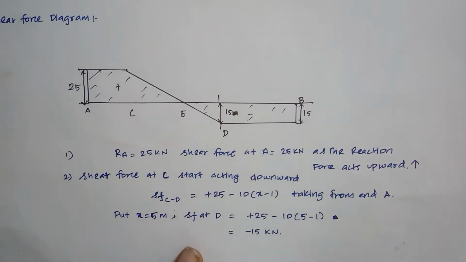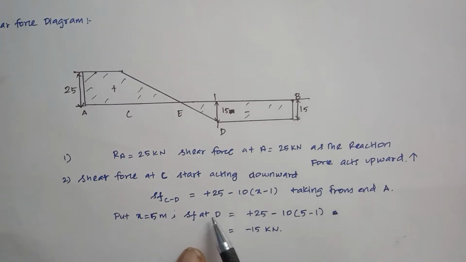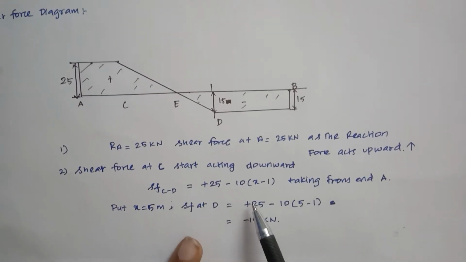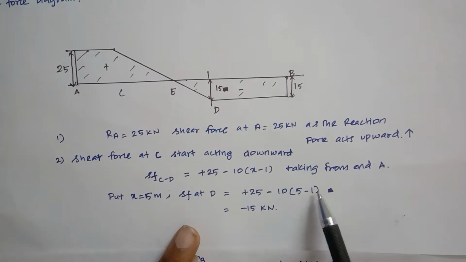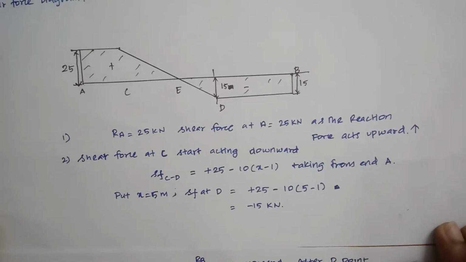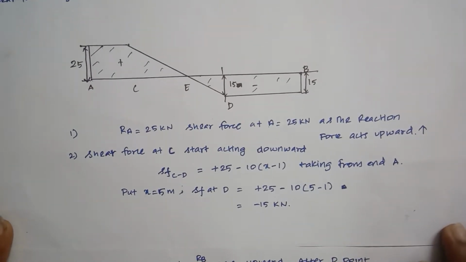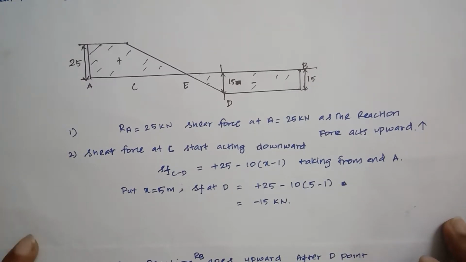The shear force at D is equal to plus 25 minus 10 into (5 minus 1). So you get minus 15 kilonewton. This is a calculation, we can do it on your own. After that, we are finding the shear force at D.